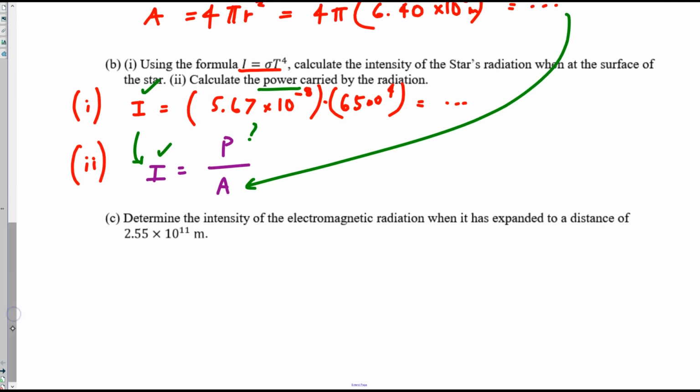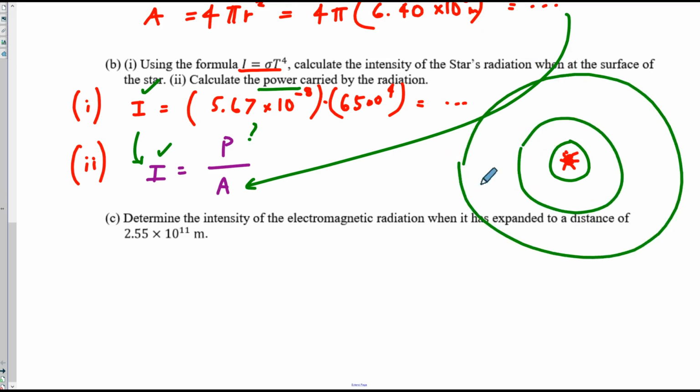Now, the star here is burning out in the middle of outer space. So when it sends out this radiation, the radiation expands, it travels out in all directions. And so after some time, it's spread out to here and so forth. And we want to find the new intensity at this new distance when it has spread really, really far. 10 to the 11, that's way bigger than we started. 10 to the 8 was where we started. So it's way more spread out.